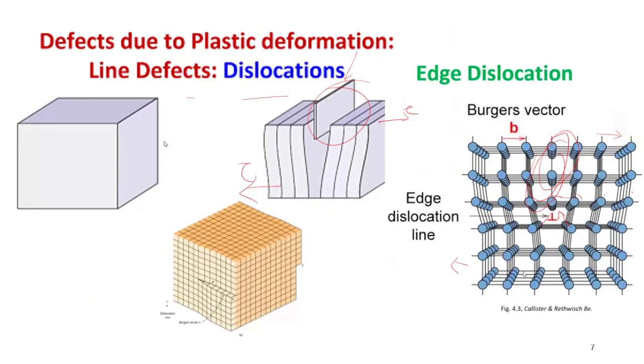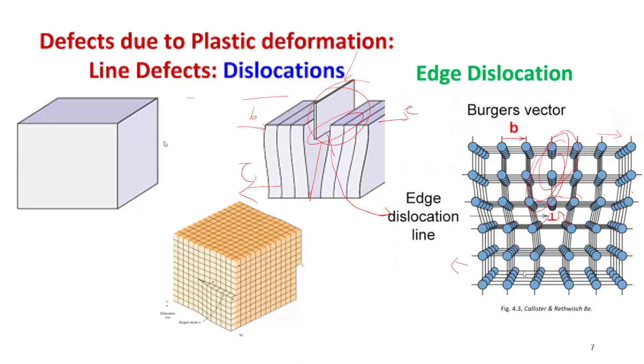You will see the mechanism in the video that is coming, and we must understand that this particular line over here is called the edge dislocation line. And that is always perpendicular to the Burgers vector. So this is the Burgers vector, and the edge dislocation line is always perpendicular to it.